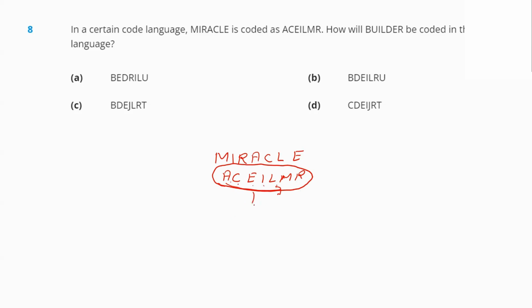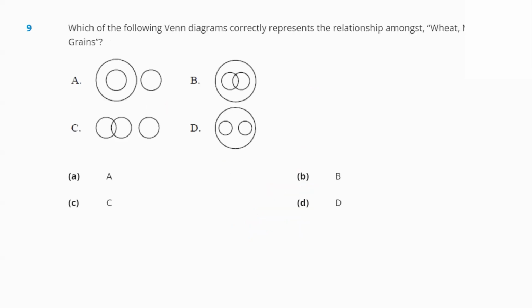So if we write BUILDER, B comes first, then D, then E. Do we have an option like this? Yes, we have two options like this. Let's find more letters: I, then L, then R, and at last U. So our option B is the correct answer. Moving on to the next question.